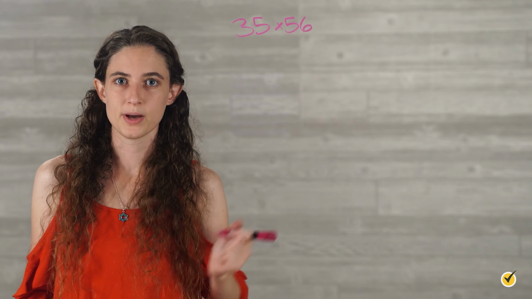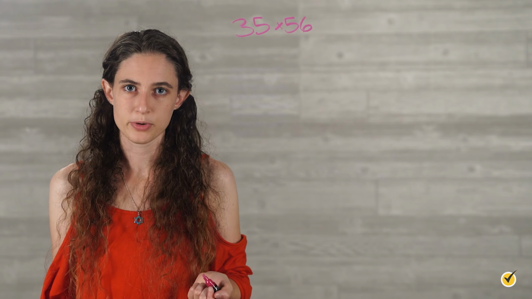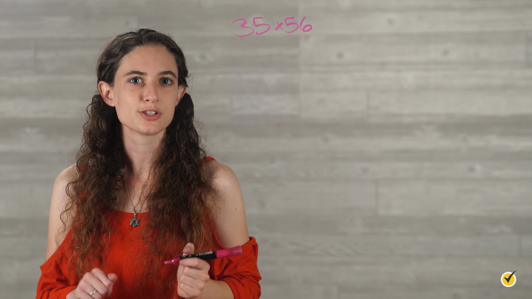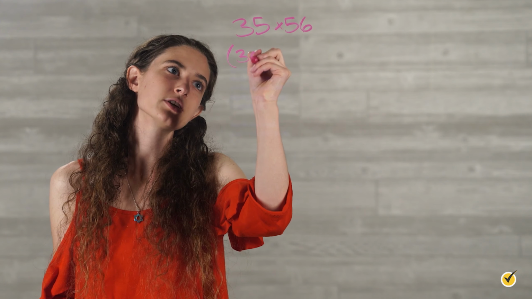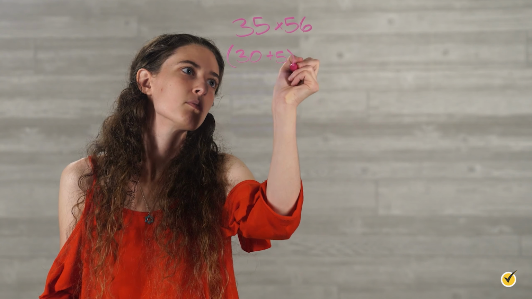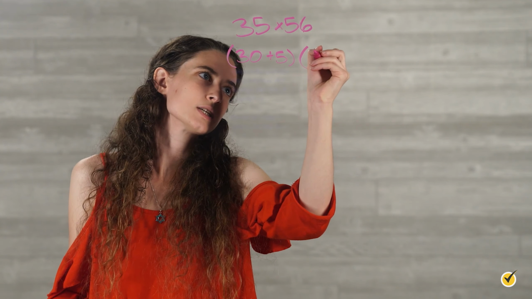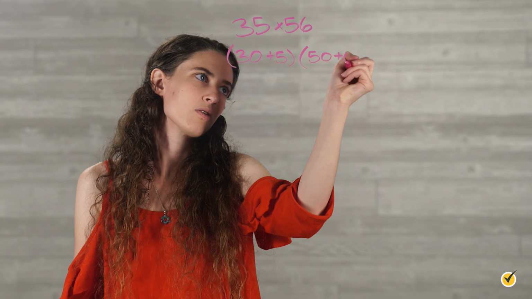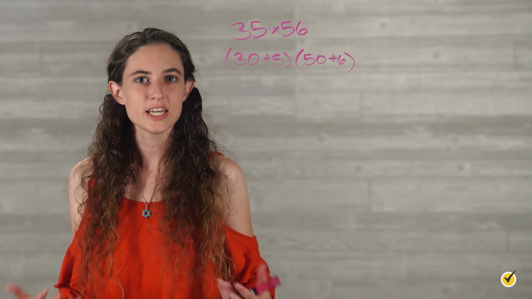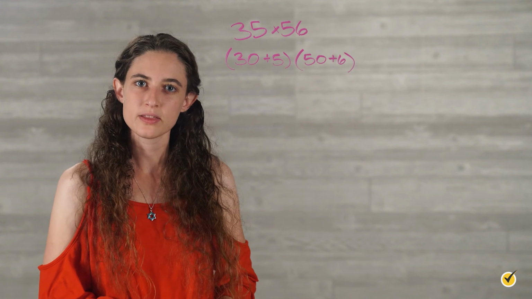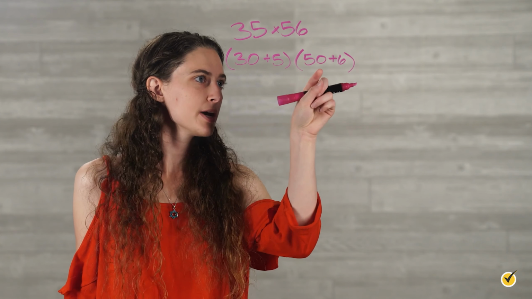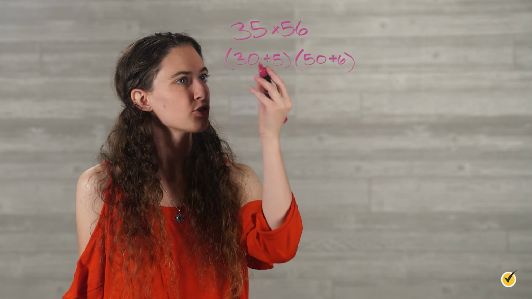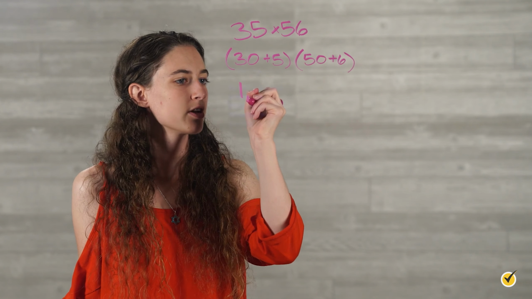To solve using the FOIL method, start by writing each term as a binomial. In other words, split each number into two numbers according to their place value. So 35 is 30 plus 5, and 56 is 50 plus 6. Now that each number is written as a binomial, we can apply the FOIL method. So the F in FOIL stands for first. We're going to multiply our first terms by one another. 30 times 50 is 1,500.